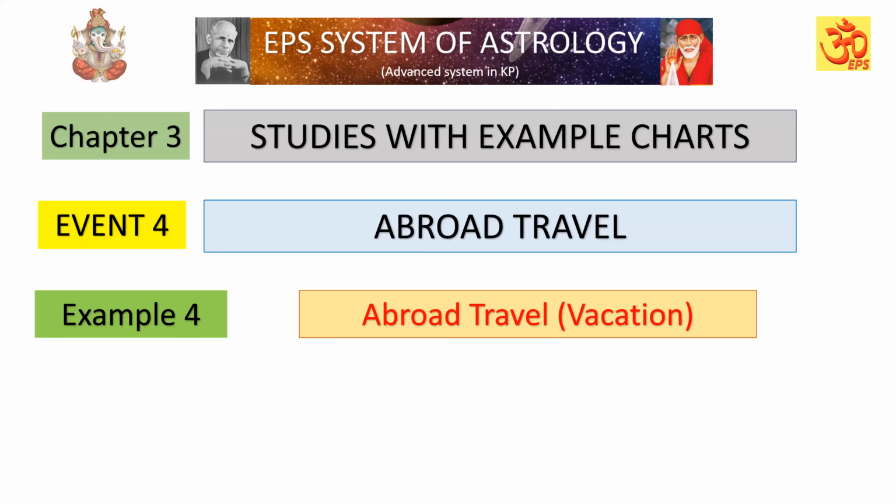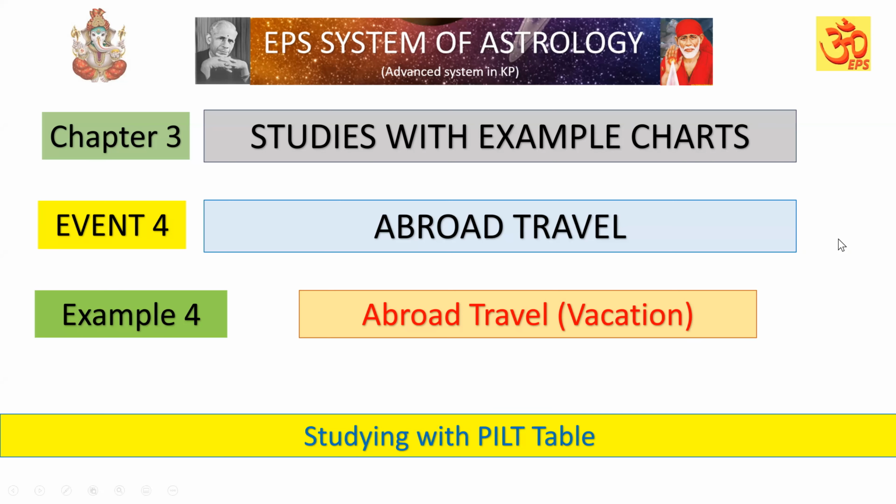Now the same example we are going to study with the help of the PILT table, how the key planets were useful in identifying the destiny and also the sub periods. Now let us examine the birth chart. Example number 4, abroad travel for vacation. In this video, we are going to study with the PILT table.